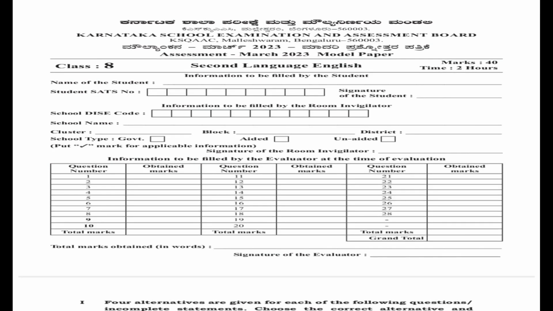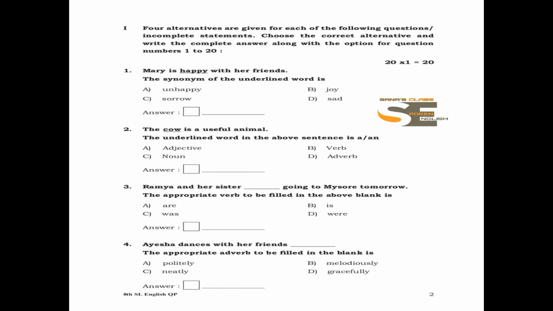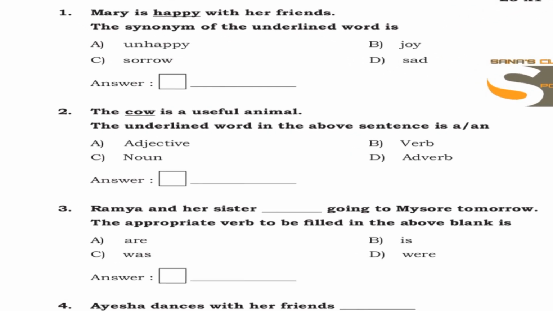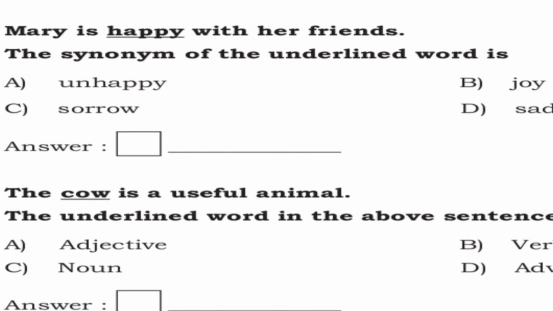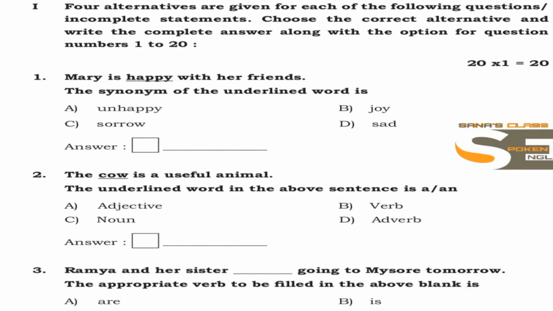Okay, let's go for the next. Before we start, we'll read the instructions given over there. Four alternatives are given for each of the following questions, or complete the statements, or choose the correct alternative and write the complete answer along with the options for question numbers 1 to 20. What you have to do here is, for each question, they have given one box as well as a space there. In the box, you have to put the right option and you should write the answer over there. Okay. Let's start by doing this.